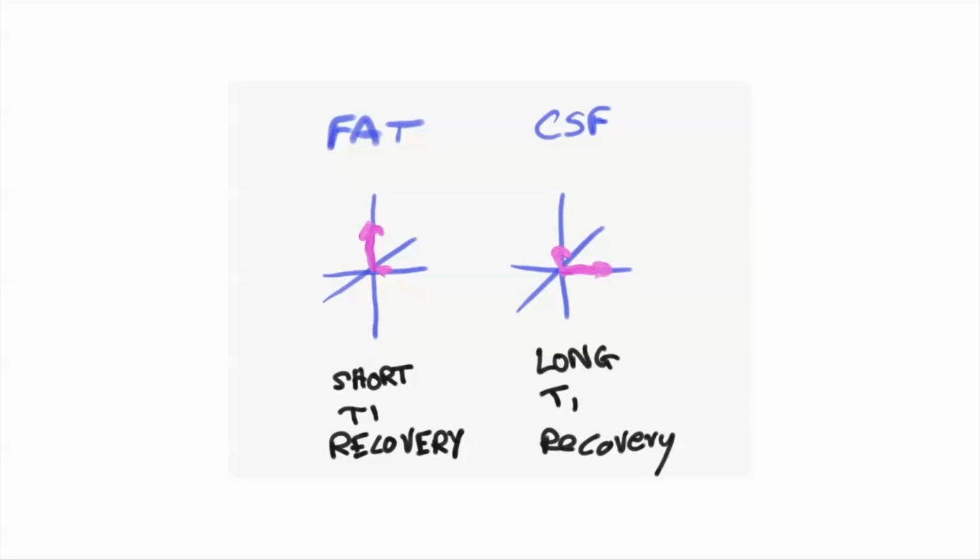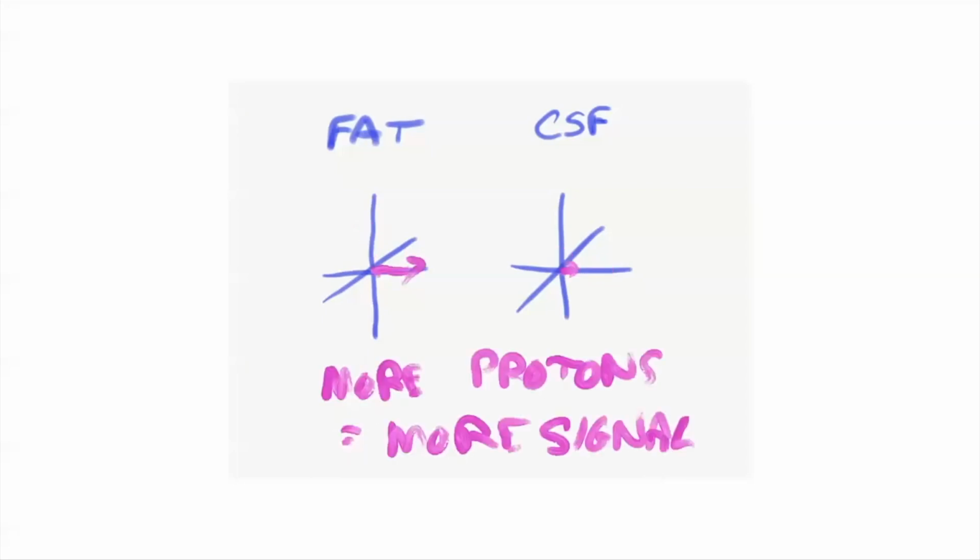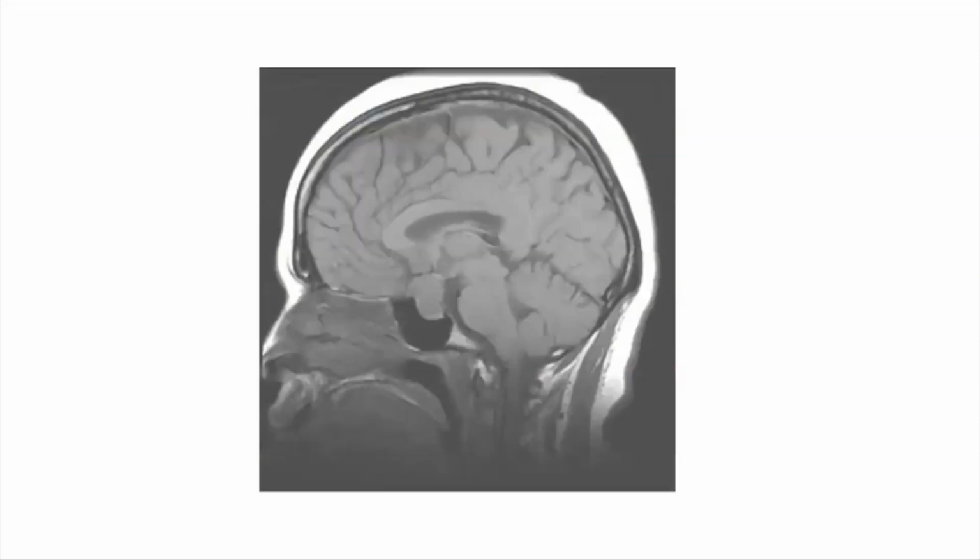So that means when we give the next 90-degree pulse, we have a longer vector, and that means there are more protons in the transverse plane to give us signal in our antenna. So more protons, we get more signal. And so that's why on a T1 weighted scan, we see there's higher signal intensity in the fat and less signal in the brain, and even less signal in the CSF.